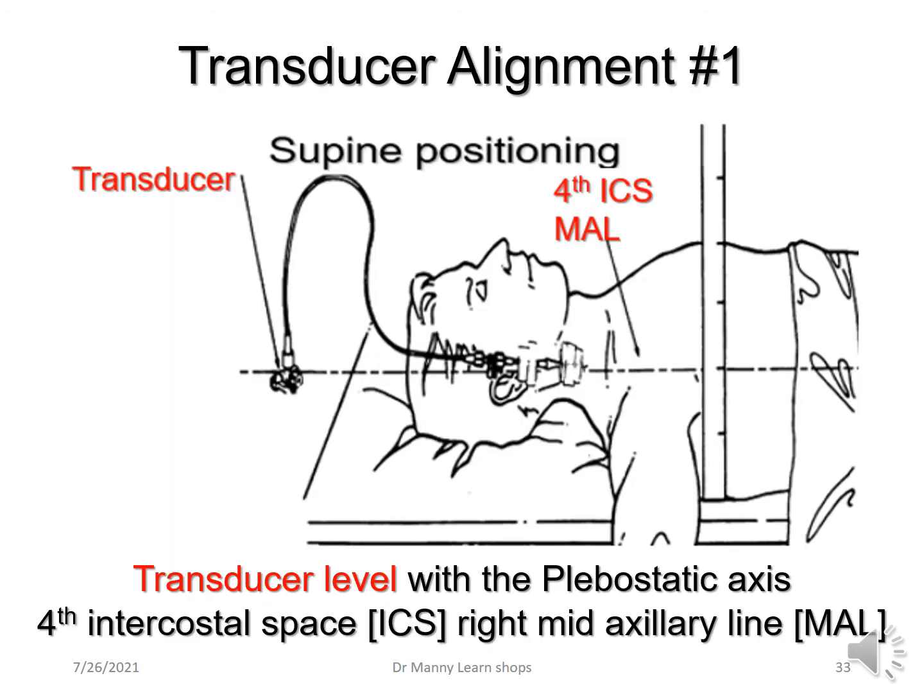Transducer alignment is similar to what we said before. Typically it will be in the supine position, level at the phlebostatic axis, which is the fourth intercostal space in the right mid-axillary line.